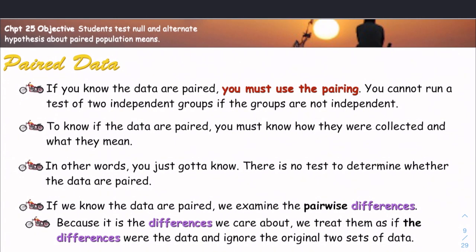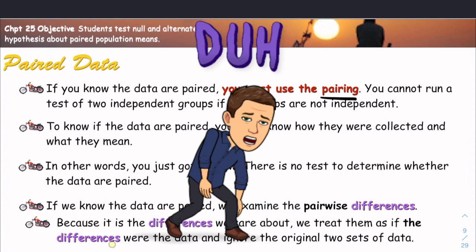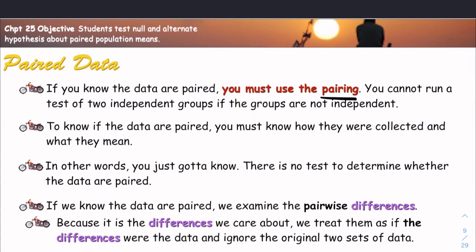So with paired data, if you know the data are paired, you must use the pairing. This seems obvious, but when you're trying to figure out which type of test we're doing, if you know that things are paired, this is your only option. You cannot run a test of two independent groups if you know the groups are not independent. So we will be doing paired data, or this matched pair design, when the groups are not independent.